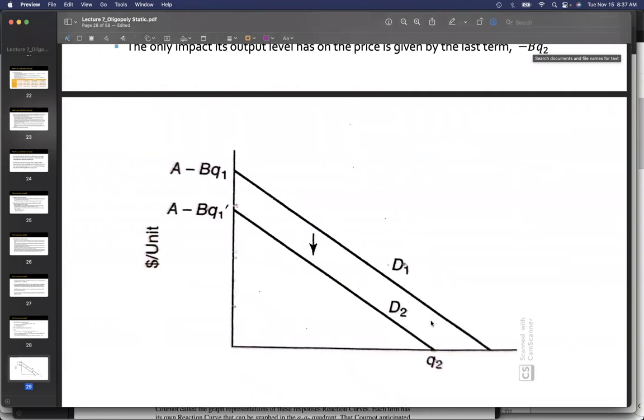So if this is the original demand, right? This one. And this is from the perspective of firm 2, that's why the x-axis is firm 2's output, Q2. If the output Q1 goes up, the whole demand that is perceived by firm 2 goes down.